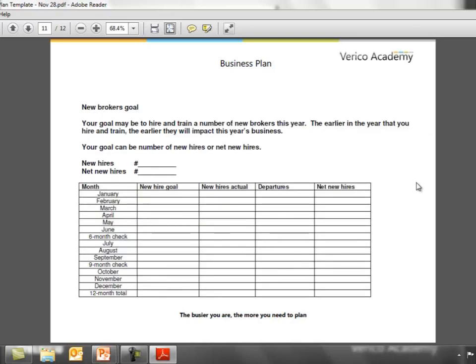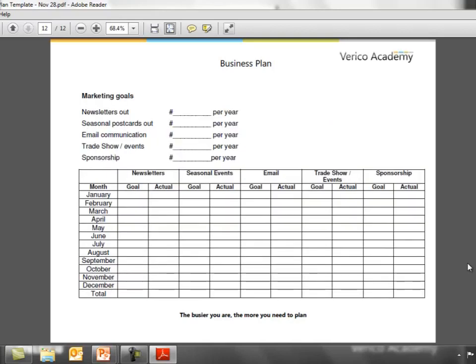Perhaps you own your business and you're hiring new brokers. We recommend that you put this down as a goal. We also recommend that you look at net new hires as opposed to just new hires. So you could say that you have 10 agents right now and you want to hire 5, but you have 2 that leave. So you have to look at what your net new hires is, because if you hired 5 and you started with 10 and 2 left, you'd have 13 as opposed to the 15 that you indicated when you said you wanted to have 5 more new hires.